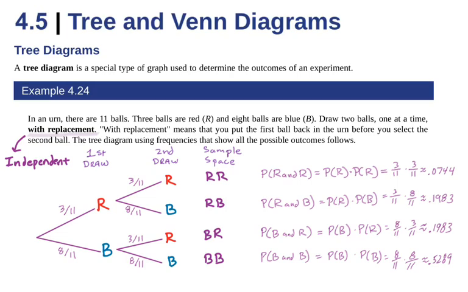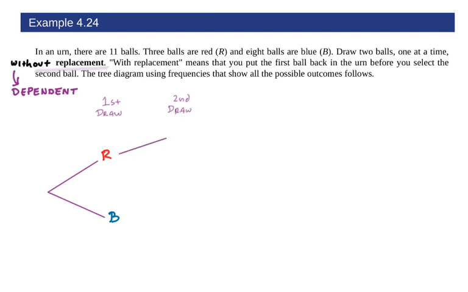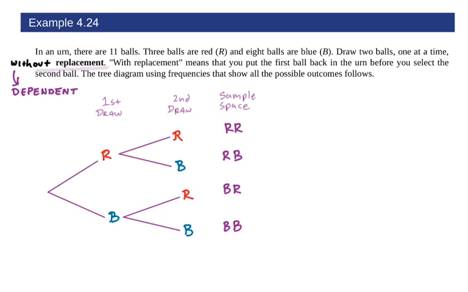Okay. So let's look at the same example here. But let's consider the case now. Instead of with replacement, why don't we change that to without replacement? Let's do a dependent case. And so the first draw is still going to be red or blue. And for the second draw, again, we could still get red or blue. Our sample space is not going to change. We could still get red, red, red, blue, blue, red, blue, blue.